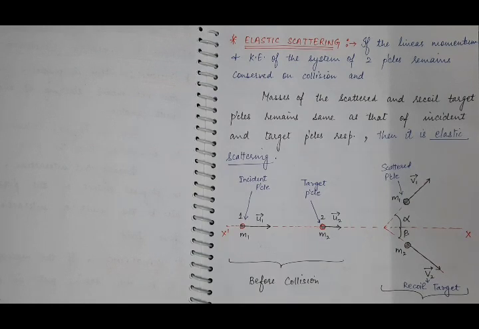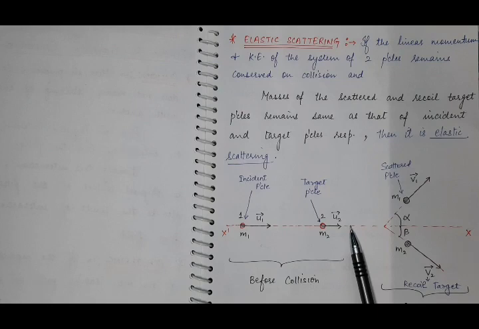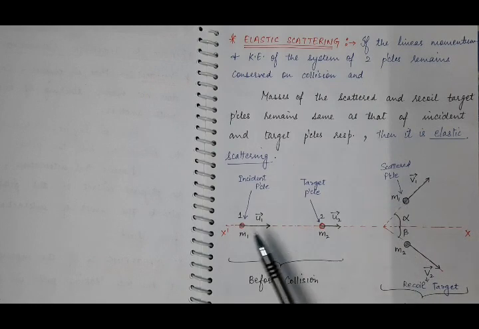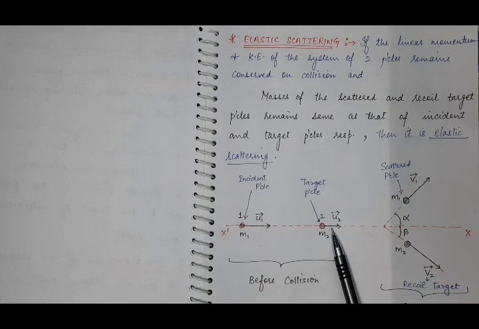And as it is scattering, the masses of the incident particle and target particle are unchanged. Before collision, the particles are known as incident particle and target particle. After collision, the target particle is known as the recoil target, and the incident particle is known as the scattered particle. Why? Because the incident particle is scattered after suffering collision with the target particle, and because of collision, the target particle also changes its place. That is why it is known as recoil target.